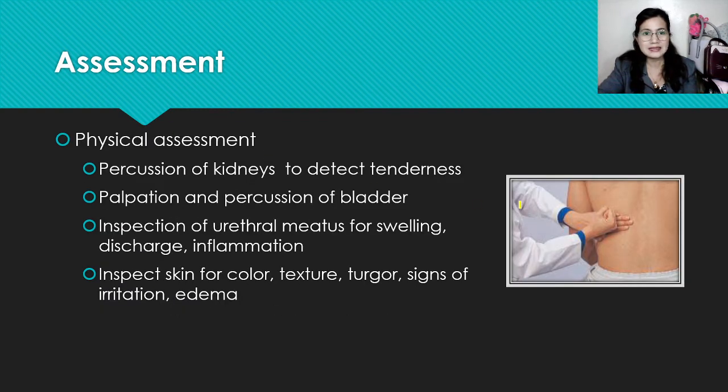For the physical assessment, percussion of the kidneys can be done to detect any tenderness or pain. Palpation and percussion of the bladder can be done. Inspect as well the urethral meatus for swelling, discharge, inflammation. Inspect the color of the skin. Also check texture, turgor, signs of irritation, edema, and skin dryness as well.